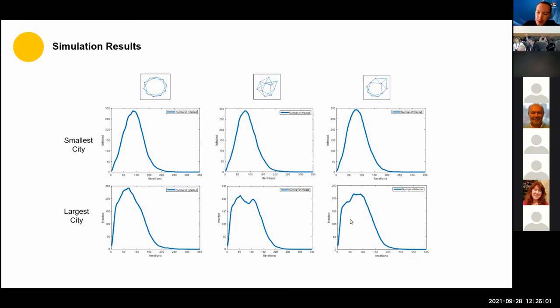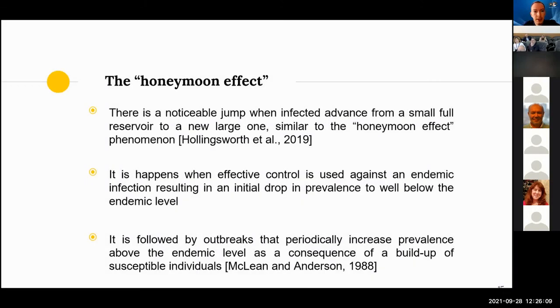But then I realized that we should plot this per city, to see what's happening inside the cities themselves. And there's something I should mention, which is the honeymoon effect, which I saw happening. The honeymoon effect is a jump when infection advances from a small reservoir to a new, larger one. So what does that mean?